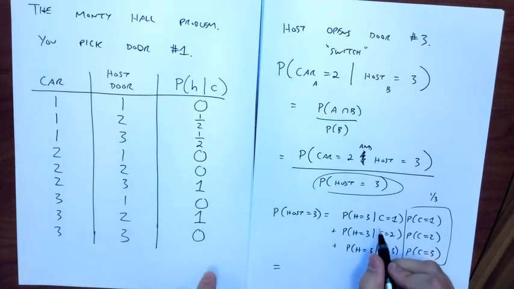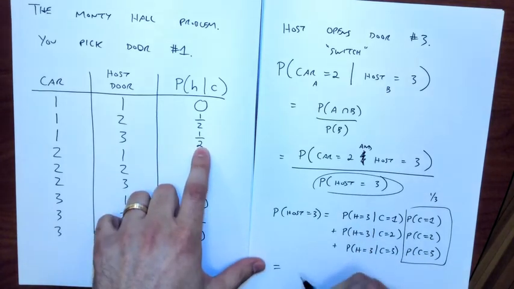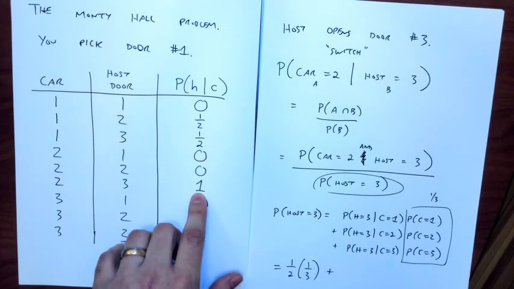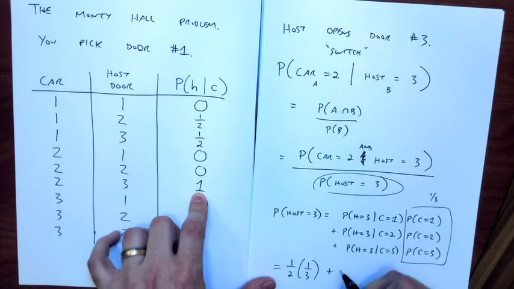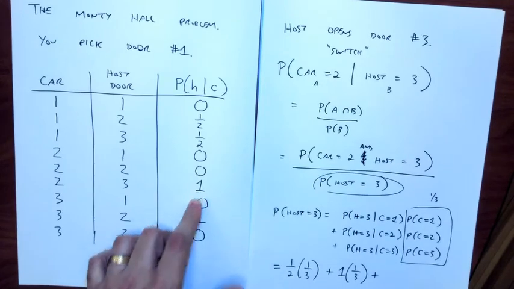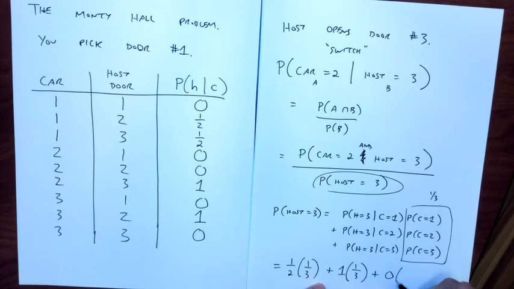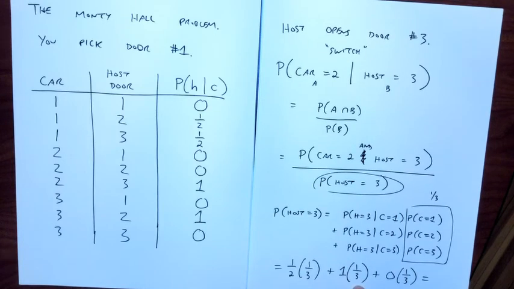So now let's go back to my table. Probability host picks 3 given car was 1 is 1/2, times this probability of 1/3. Probability host picks 3 given car was 2 is 1. The host is forced to open the door in that case. Probability the host opens door number 3 given the car is behind door number 3 is 0. He's not going to do that. So what do we got? 1/6 plus 1/3 is 1/2.